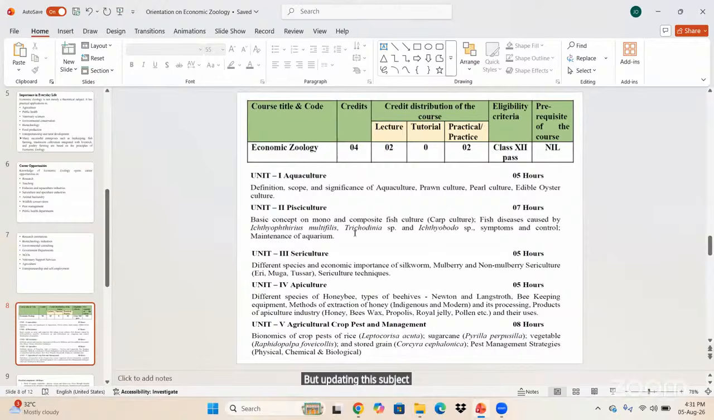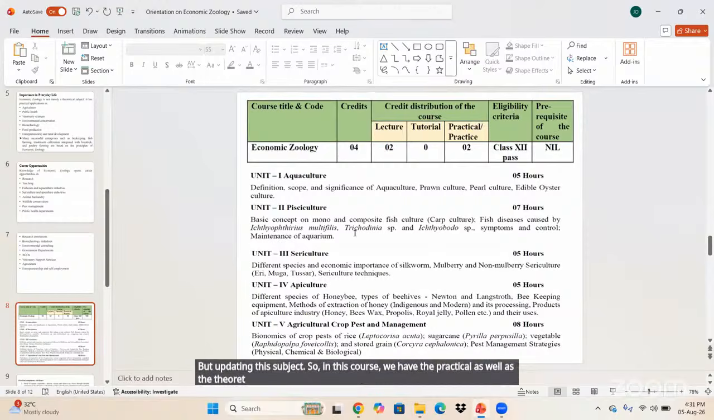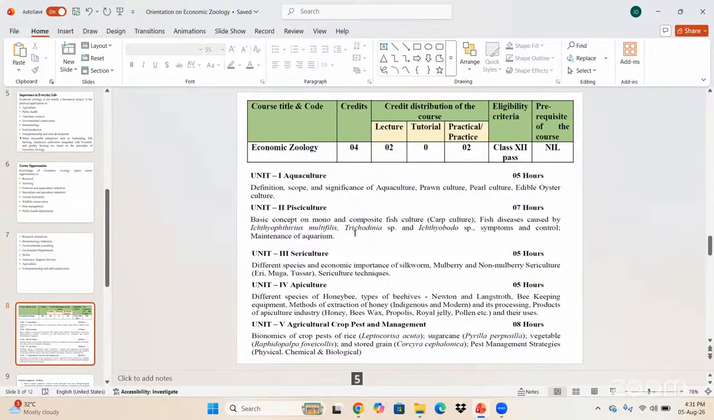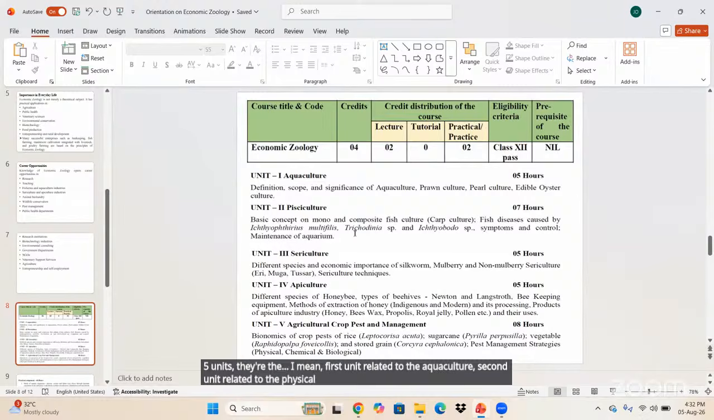In this course, we have a practical as well as a theoretical syllabus. The theory syllabus is divided into 5 units. The first unit is related to aquaculture, the second to pisciculture, the third to sericulture, the fourth to apiculture, and the fifth to agriculture crop pest management.